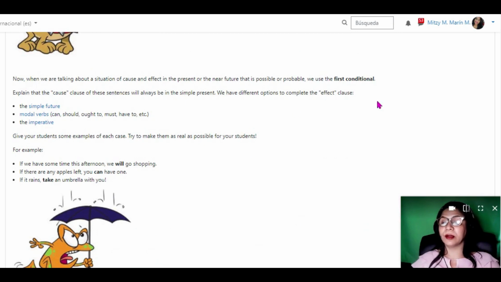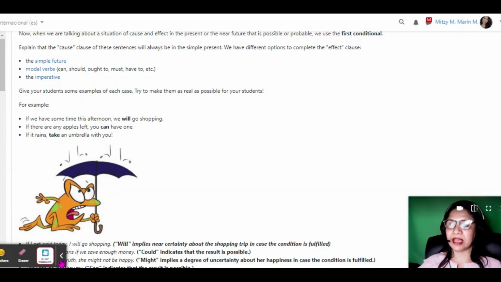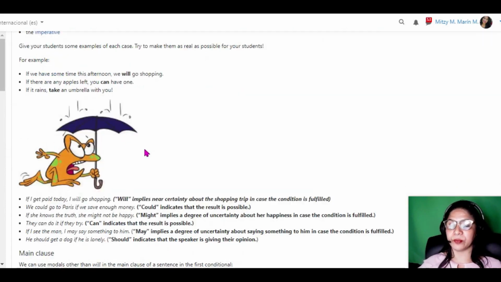Okay, also when we are going to use the first conditional, we can use in the effect clause simple future, modal verbs, or the imperative. And here we have some examples. If we have some time this afternoon, we will go shopping. We are using will. If there are any apples left, you can have one. We are using modals. And if it rains, take an umbrella with you. Then in the third example that we see here, we are using the imperative. Take an umbrella with you.